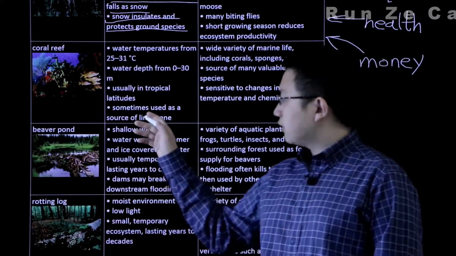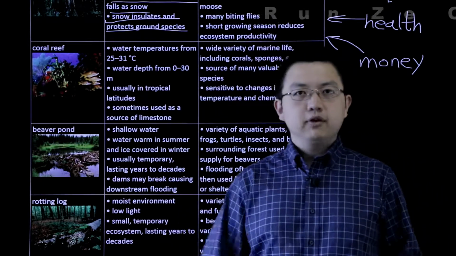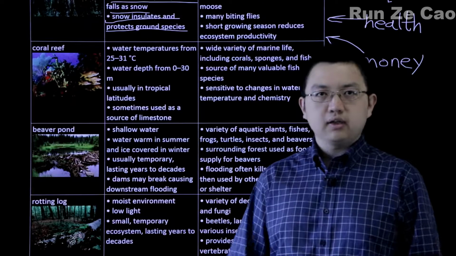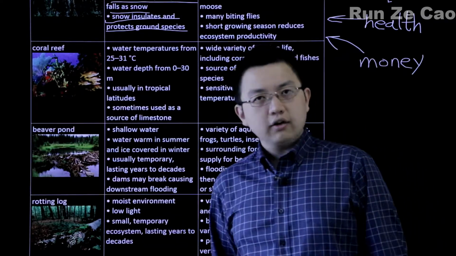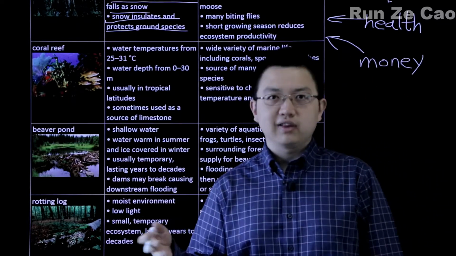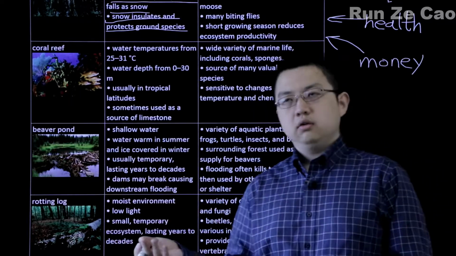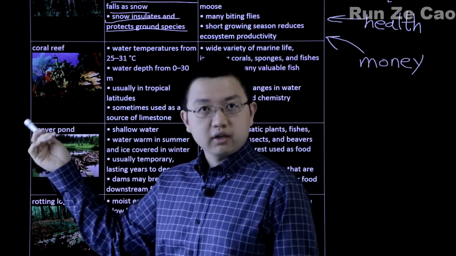Here they list sometimes used as a source of limestone. What does this tell us? This tells us something about the chemical composition of the substrate. Now, if you really wanted to be detailed, you might also list the chemical composition typically required in the water, for example, the acidity. When water is too acidic, most carbonate shell-building organisms cannot survive.